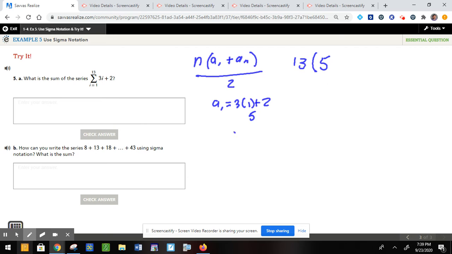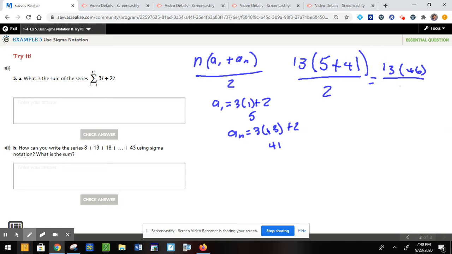What is a sub n? It's 3 times, well, 13, and then plus 2. So 3 times 13 is 39, plus 2 is 41. And then all of that divided by 2. For simplifying that, 5 plus 41 is 46. Divide 46 by 2 and you get 23.